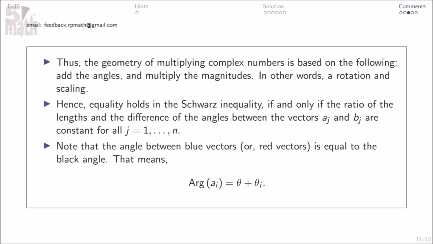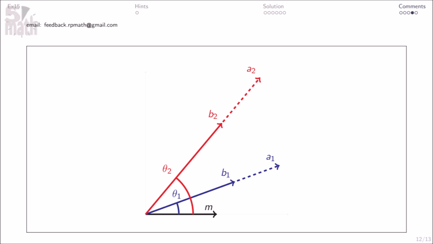Hence, equality holds in the Schwarz inequality if and only if the ratio of the lengths and the differences of the angles between the vectors aj and bj are constant for all j from 1 to n. Note that the angle between the blue vectors or red vectors is equal to the black angle. That means arg of aj equals theta plus theta j. Here is a picture.